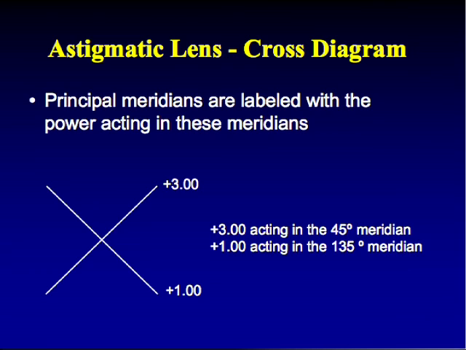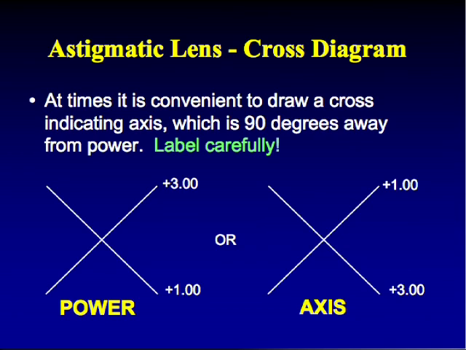That's a power cross. Now, we can also talk about the axis, because remember I showed how axis is 90 degrees away from power. So the axis cross would be +1 axis 45 and +3 axis 135. These are the identical lens. One's a power cross, one's an axis cross.